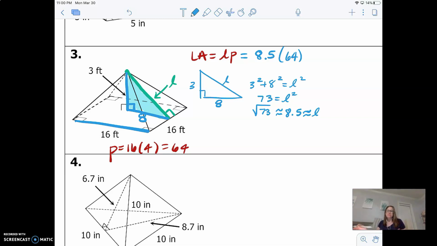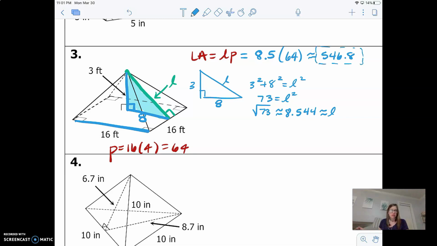Okay. I'm going to use the more exact answer. So that's going to be approximately 546.8. And that's because I used not just 8.5, I used 8.544, blah, blah, blah. If you use that, it'll be more accurate. If you just use 8.5, you're going to get 544. Okay, so just be careful with that. That is the lateral area.